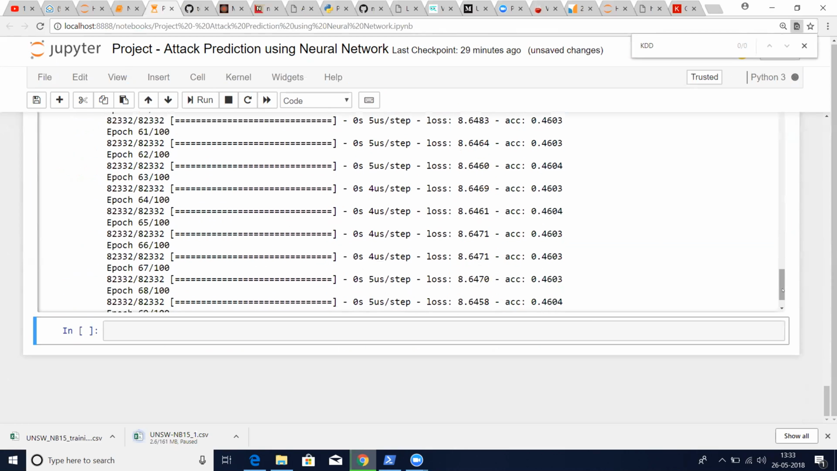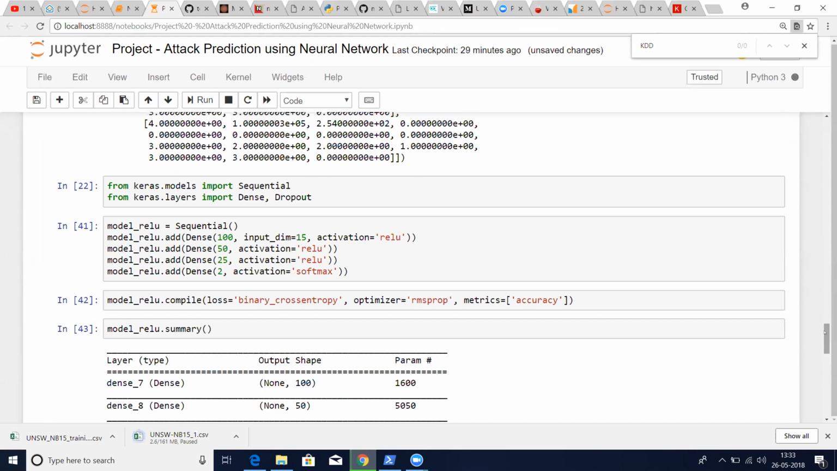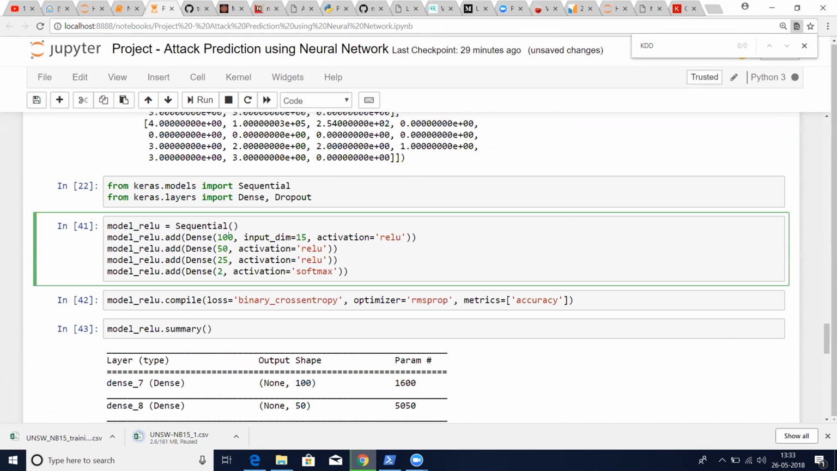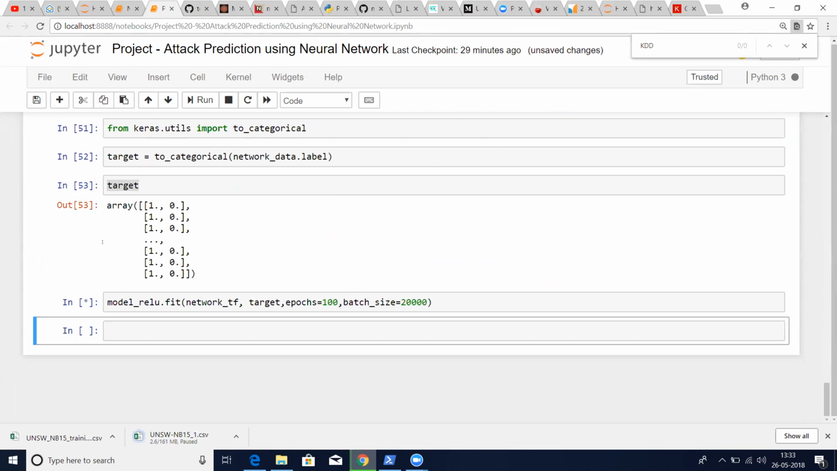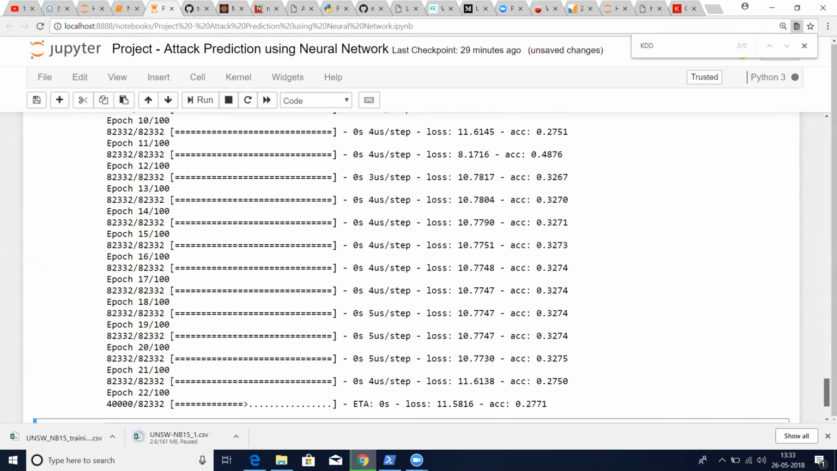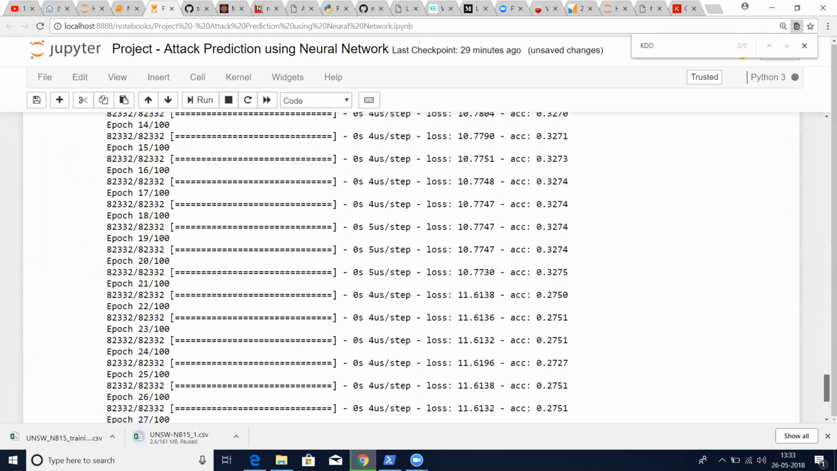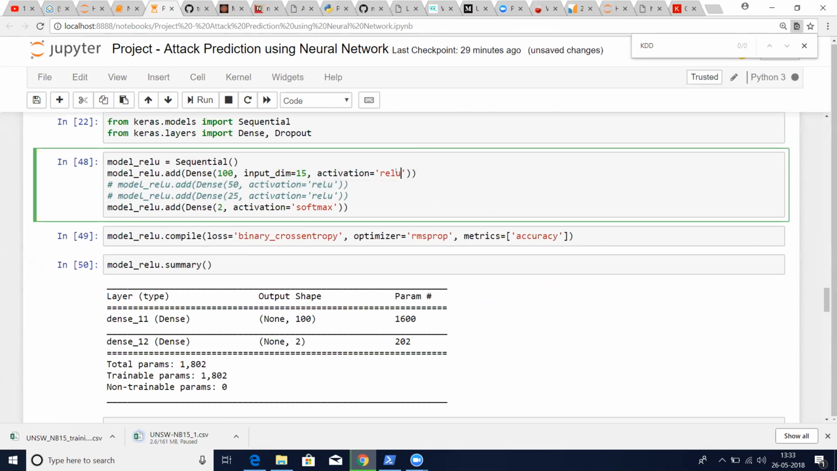But remember, if you increase the number of layers, it does not mean you are improving accuracy. Maybe what you can do is, rather than these two more layers, we can simplify this. In place of the ReLU activation function, can we change to any other activation function? Yes, you can change. You can change to sigmoid.